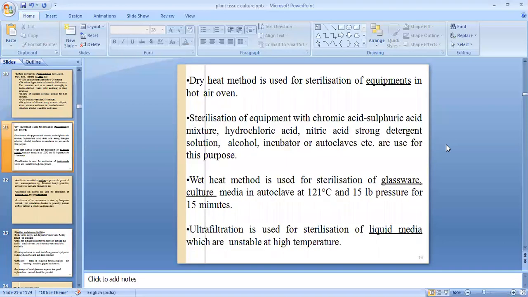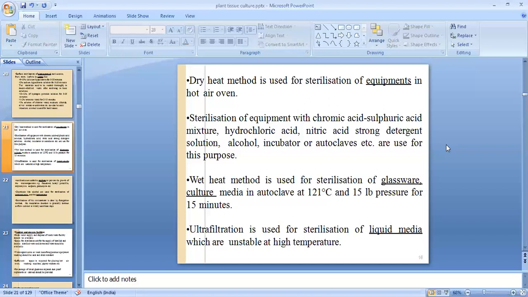And for the sterilization of the other equipments, maybe the dry heat method, that is a hot air oven for about 1 hour at 160 degrees centigrade. And sterilization of equipments can also be done by washing with some chemicals like chromic acid, sulfuric acid mixture, or otherwise hydrochloric acid, strong nitric acid, or detergent solution, alcohol. Usually the incubators and autoclaves are cleaned or sterilized by this method.